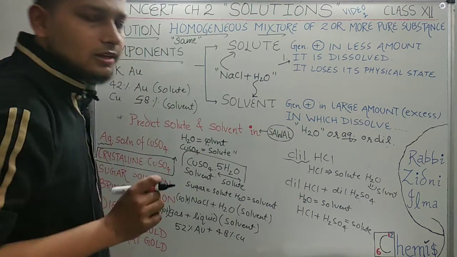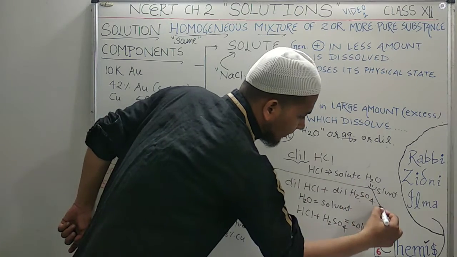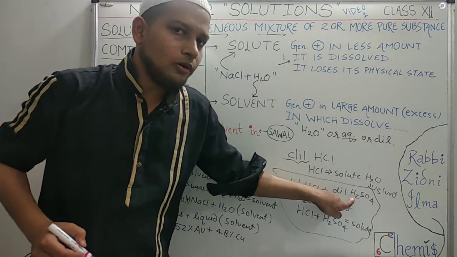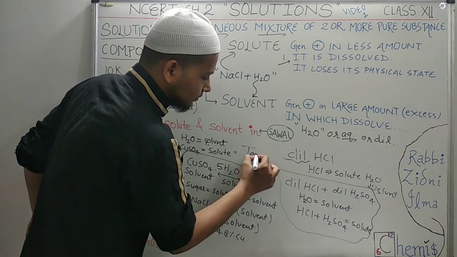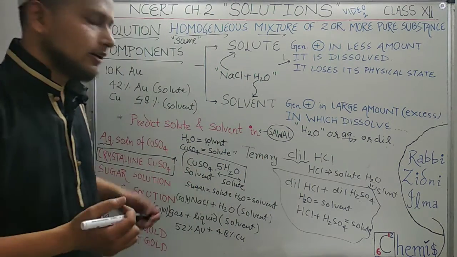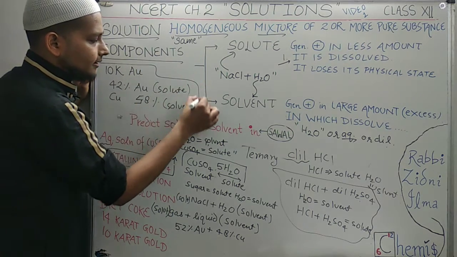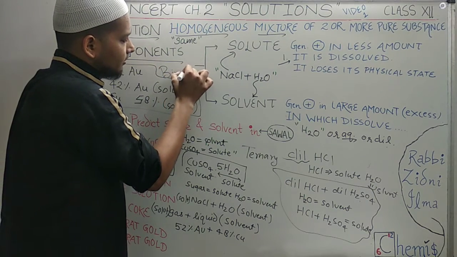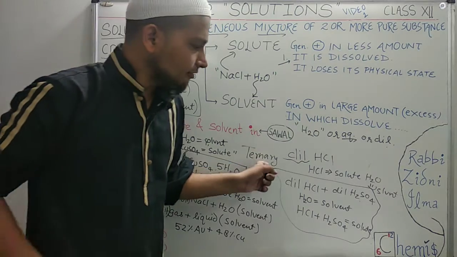Now any particular solution containing three components, look here, this solution contains three components: HCl, H2SO4 and water. This solution will be considered a ternary solution. And any solution containing two components, just like this one, will be called a binary solution. An important thing to know: this one is binary, and for three we have ternary.